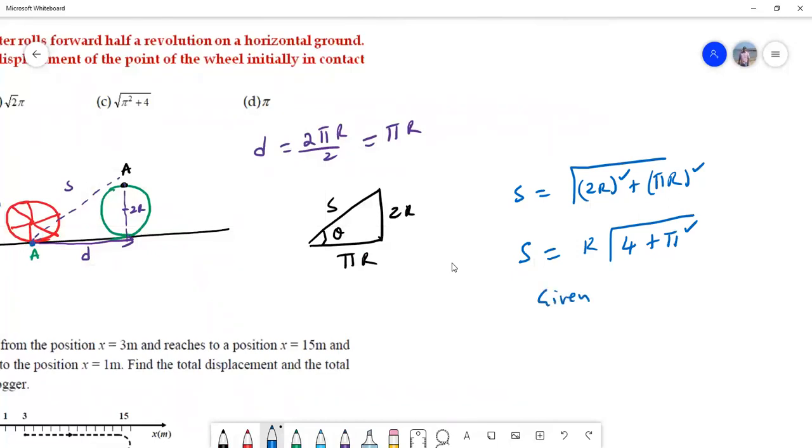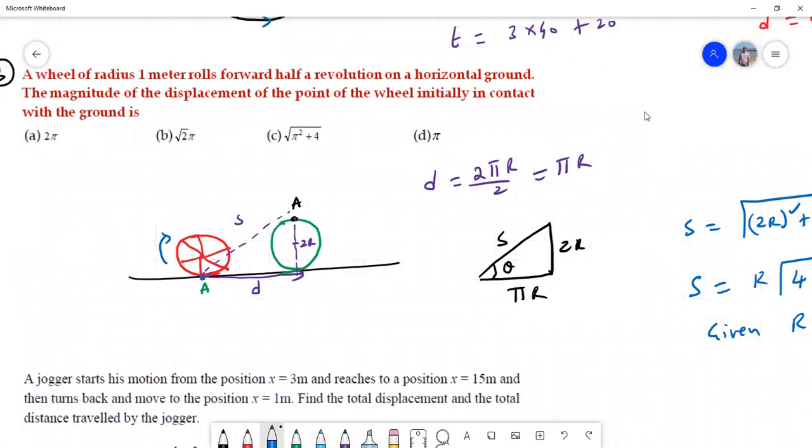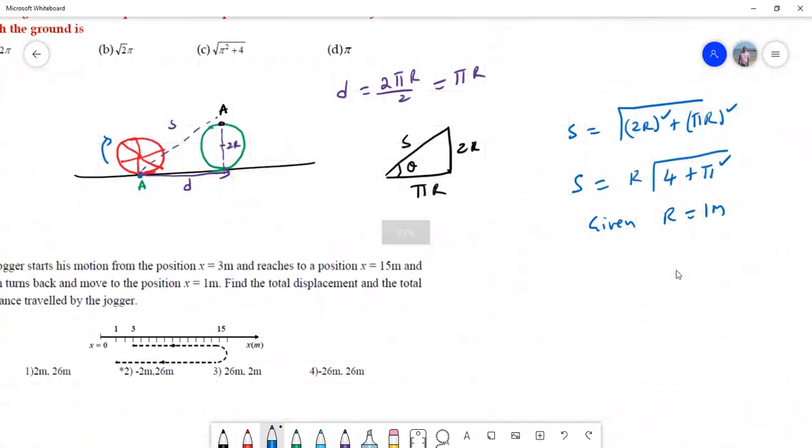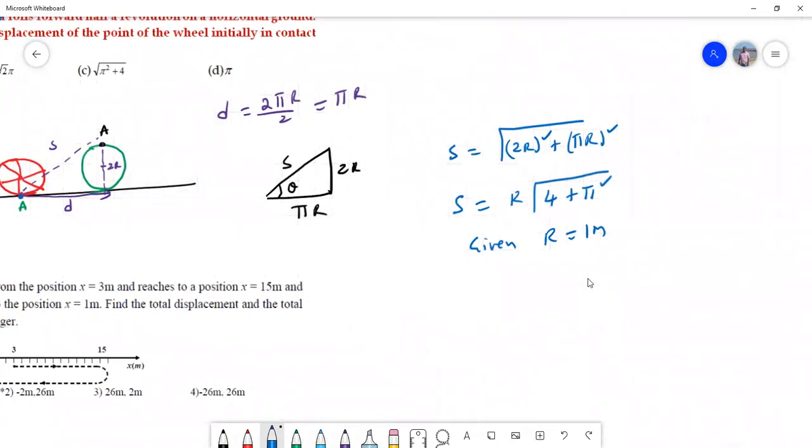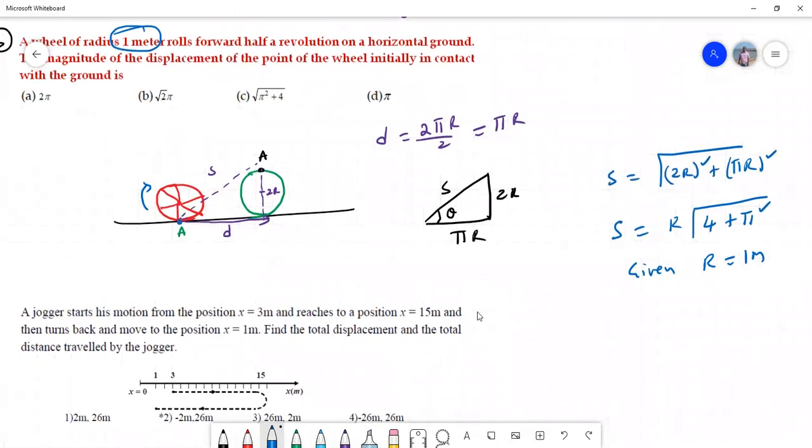The radius is given as 1 meter, if you look at the question. So when I substitute that, what is my displacement? Square root of 4 plus pi square. Let me check the answers. Yes, option C is the right answer.